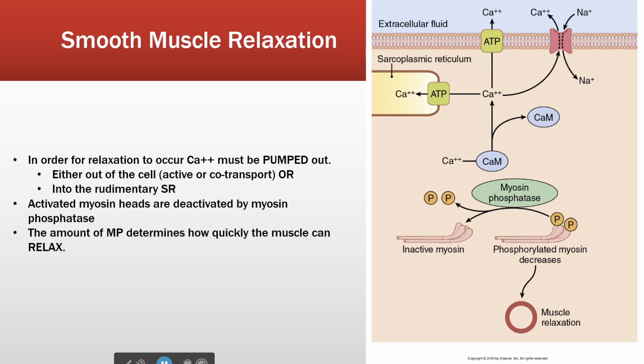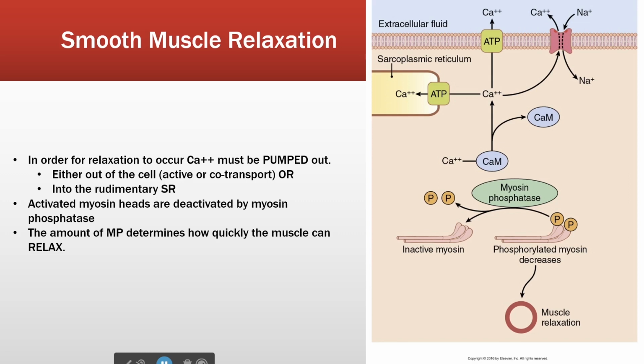In other words, myosin phosphatase is activated by a reduction in calcium in the cell. How do we get the calcium out? The calcium is removed from calmodulin. It's pumped out of the cell through a calcium pump and pumped into the SR through a different calcium pump, right? So the calcium is pumped out.